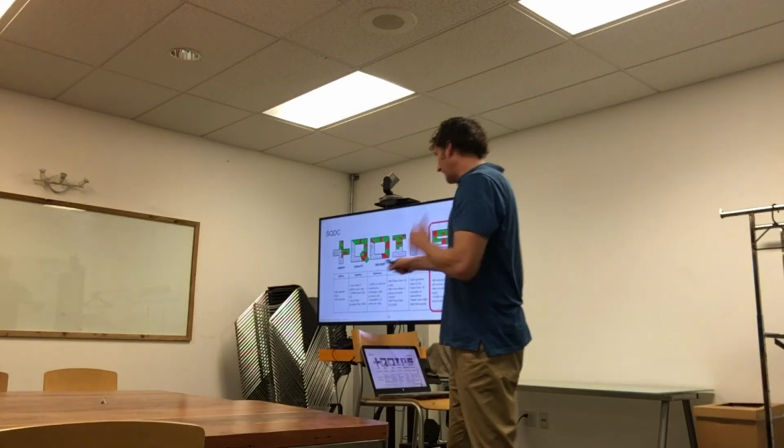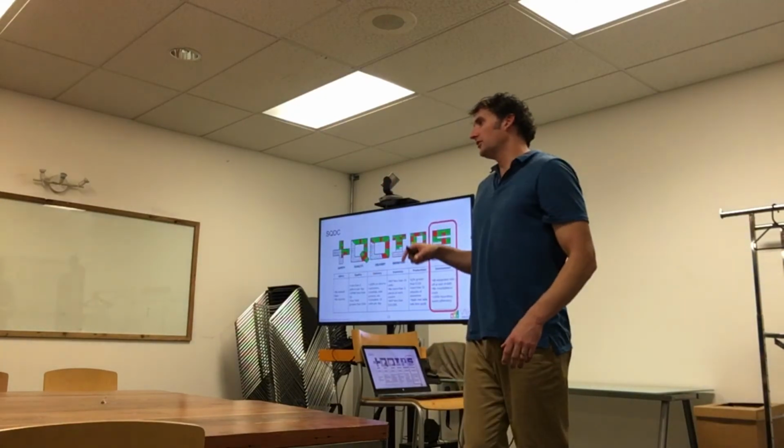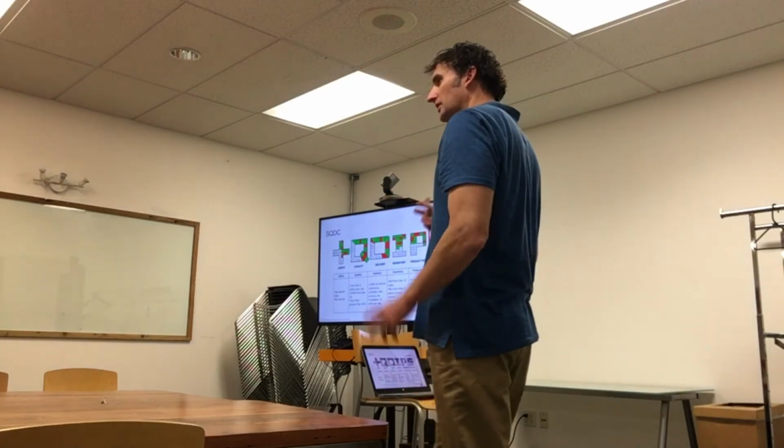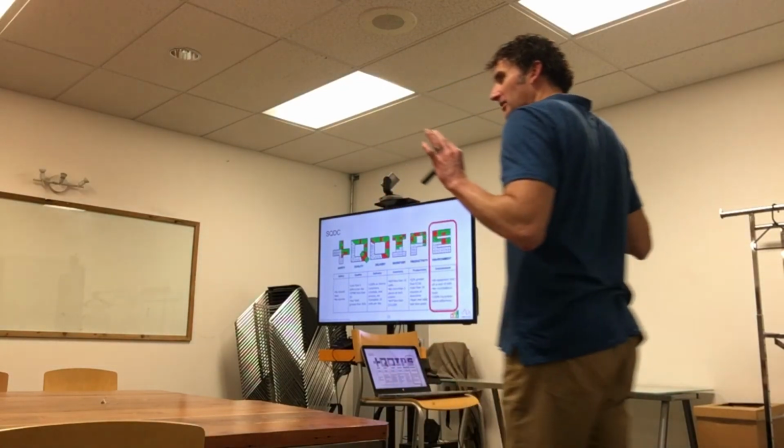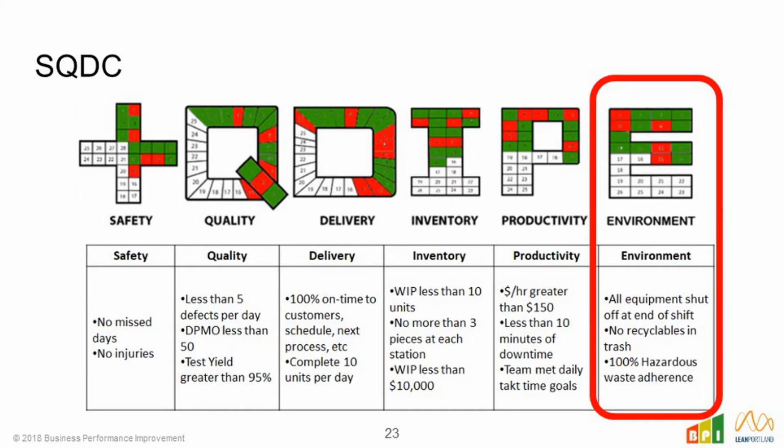One of the diagrams I had up there was a little plus sign. So what these are is little visual indicators. If you took a step back and didn't know anything about this area, the letter represents a metric of some sort, like Q would be quality, and D would be delivery, and P would be productivity or performance or something like that, and E for environment.